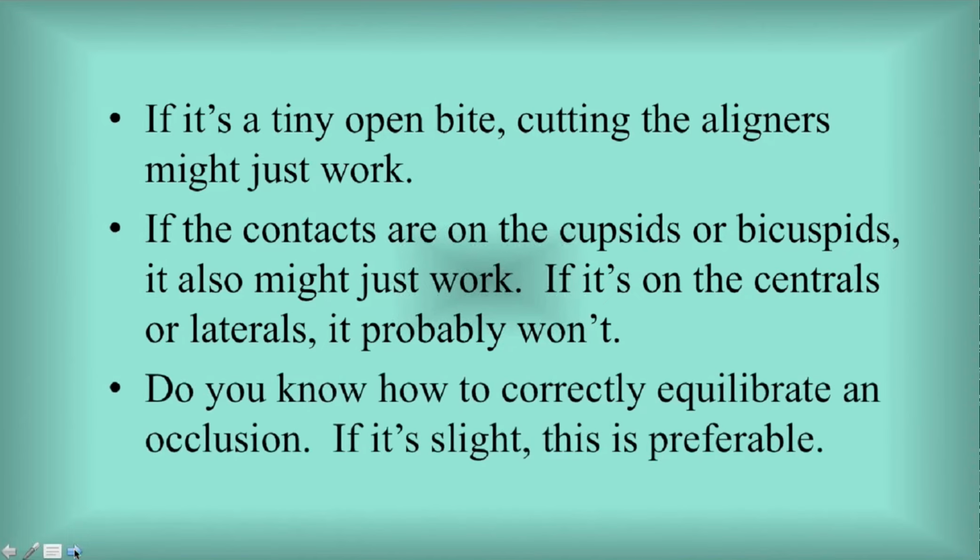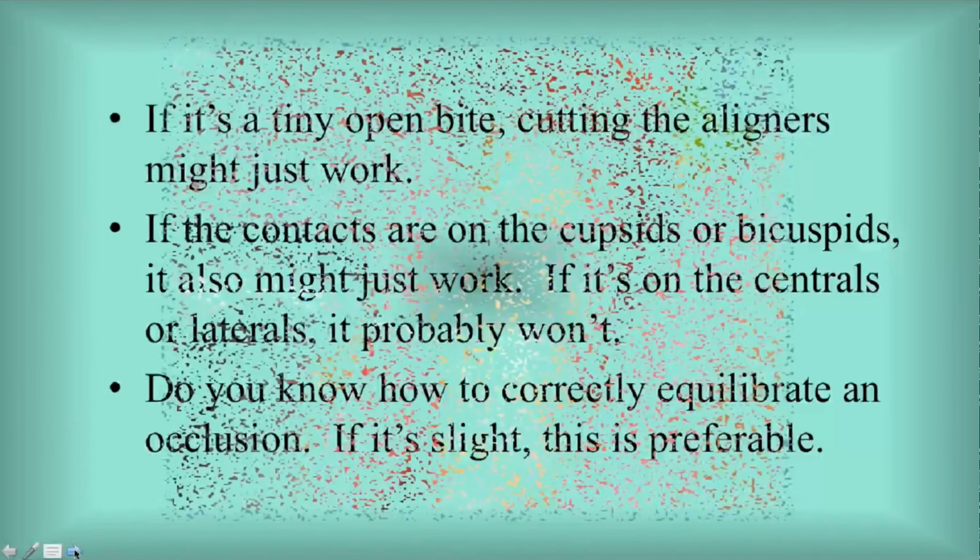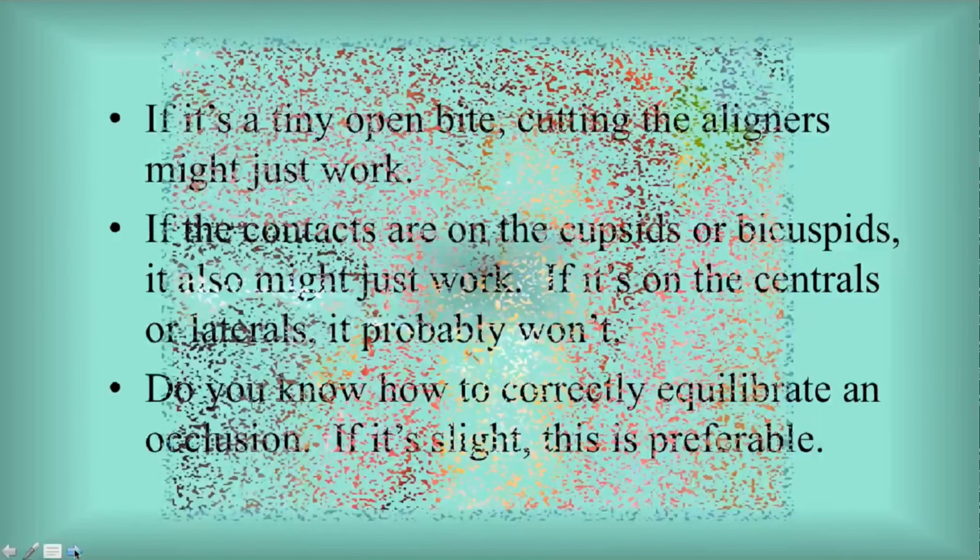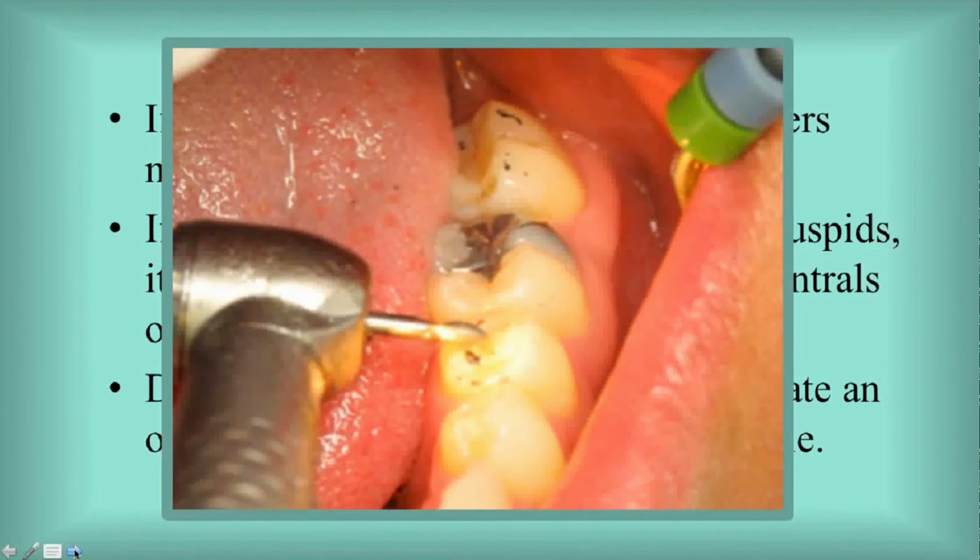And third, do you know how to correctly equilibrate an occlusion? If you know how to correctly equilibrate occlusion, then that's much more preferable. Some doctors are very skilled at that and know exactly what they're doing. And other doctors have never adjusted occlusion in their career. And so it's difficult to say, well, you just equilibrate the occlusion because they don't have any reference or bearing for what that involves and how to do that. But if you can identify in a centric relation position exactly what is the interference, that can be an easy way to adjust that if it's a minor open bite.